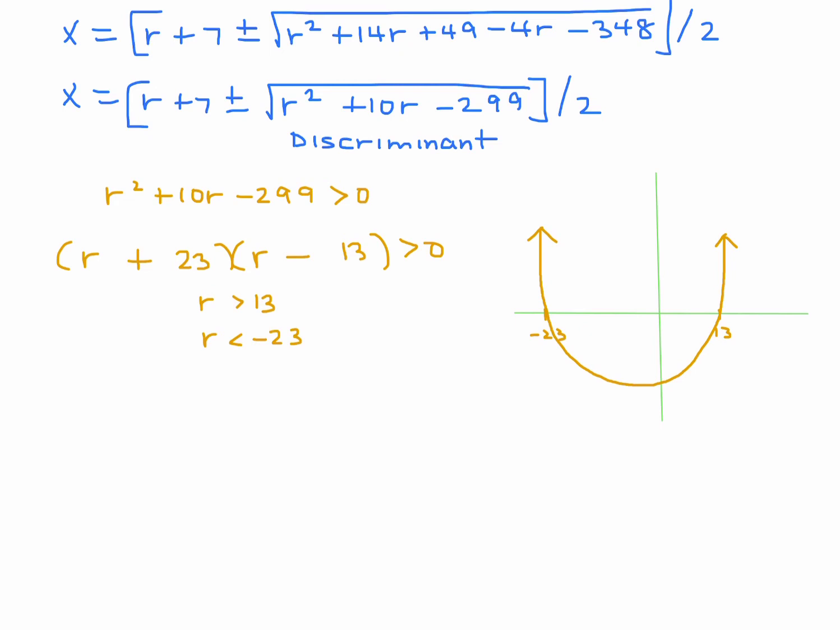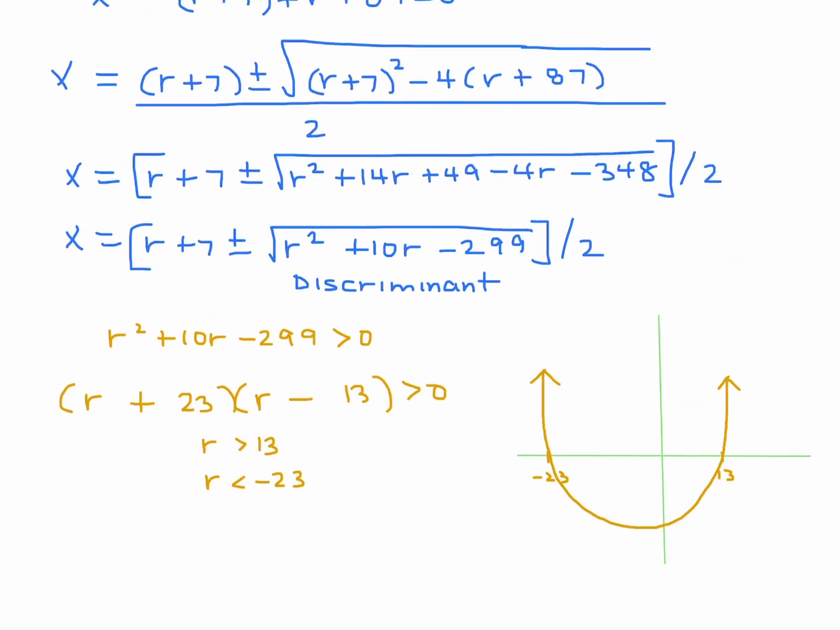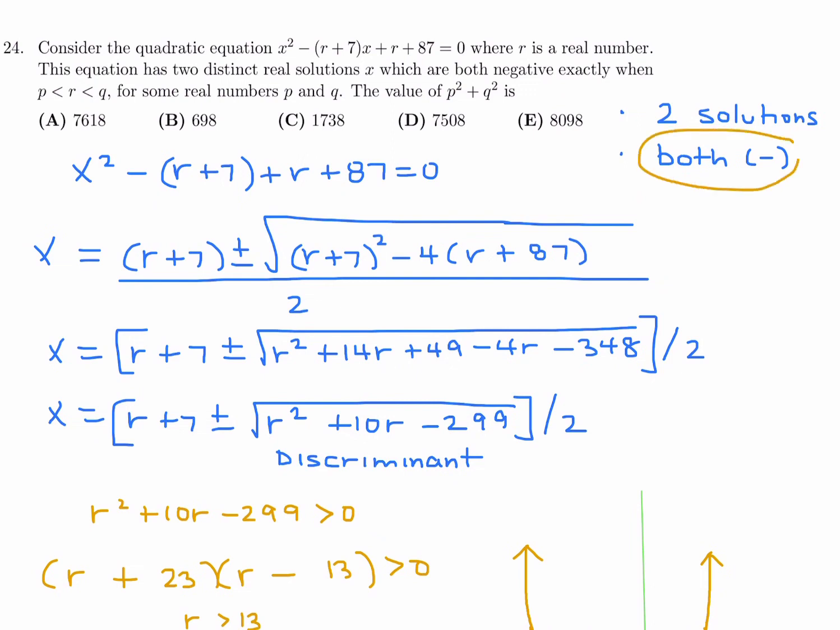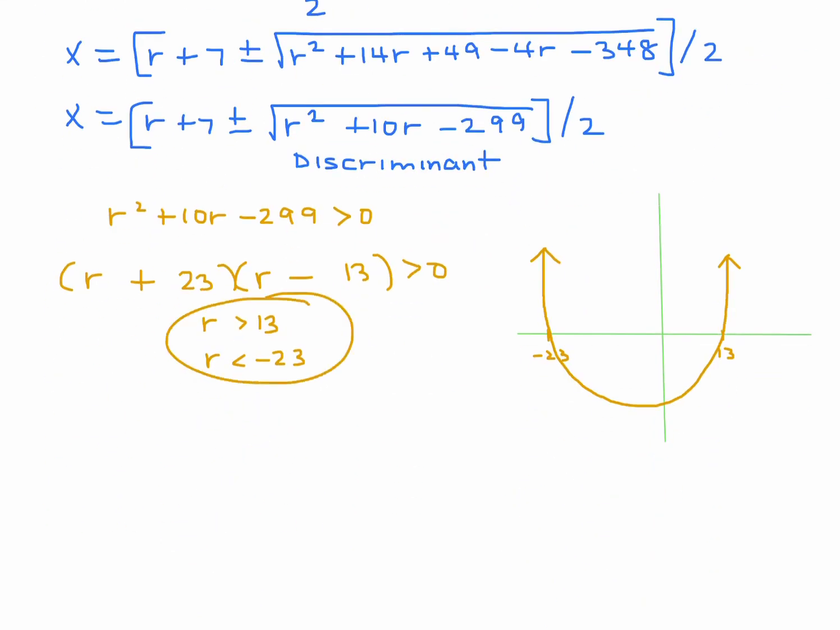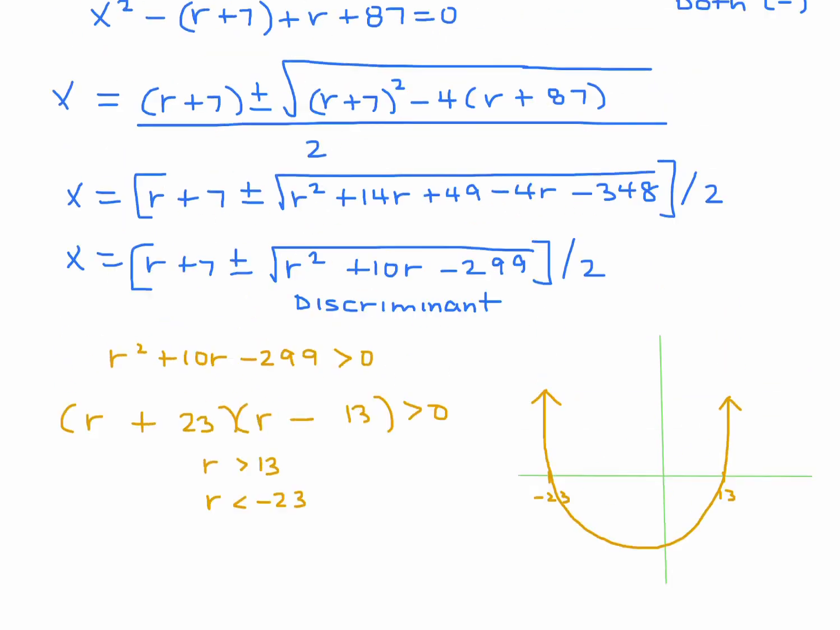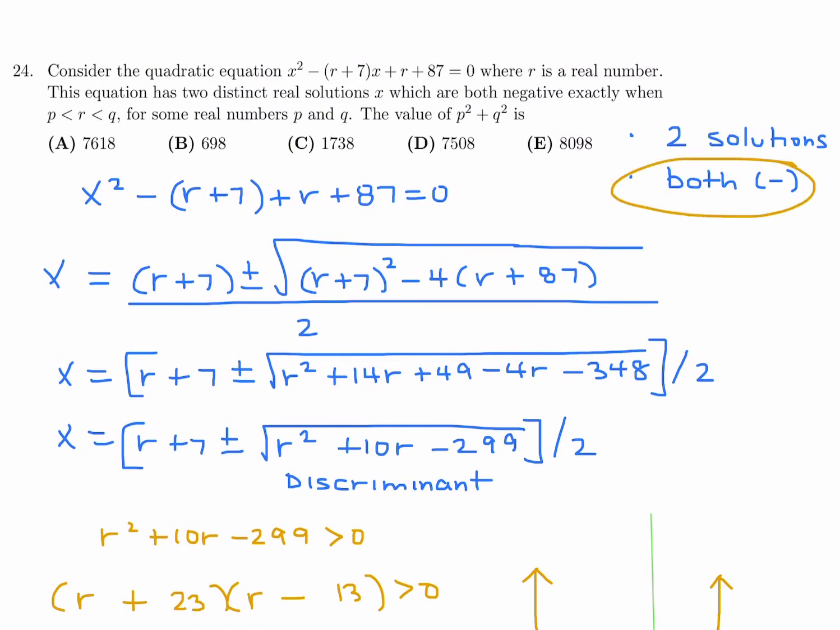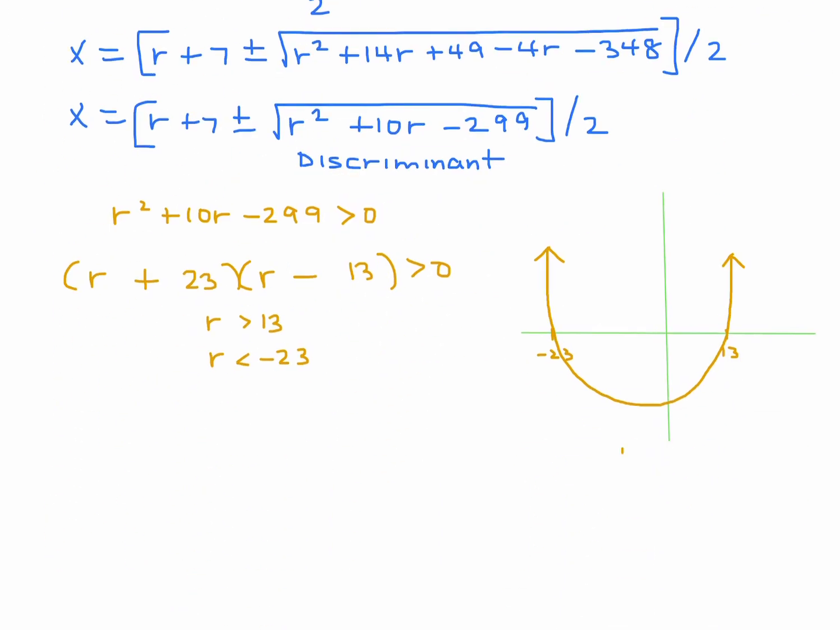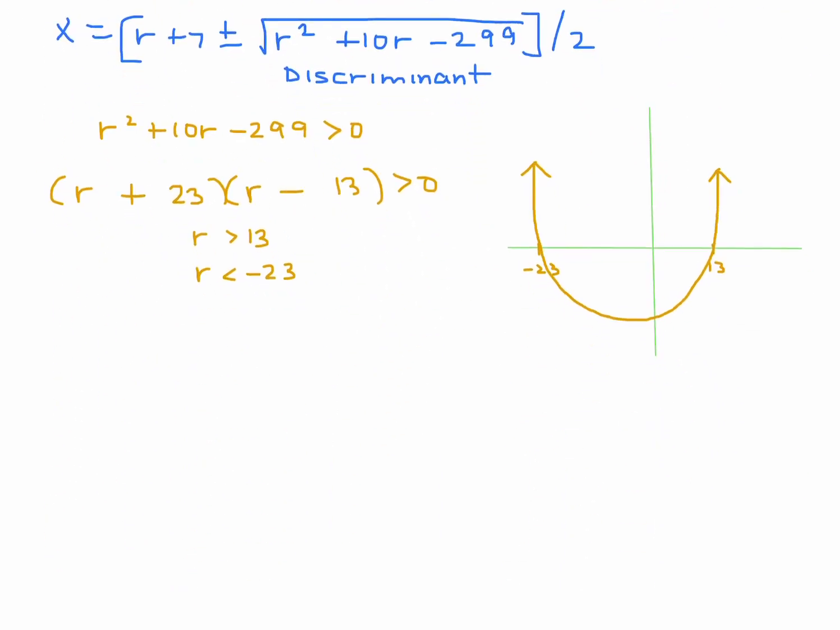So now what I have to do is go back to my original equation, which is right here, and try to satisfy the next condition, which is that both have to be negative, both the roots. I've looked at that and I've figured out that there are two solutions when r is in those ranges, but now I've got to satisfy what r is in order to make both of the solutions negative. Okay, so I've got to get both of these negatives.